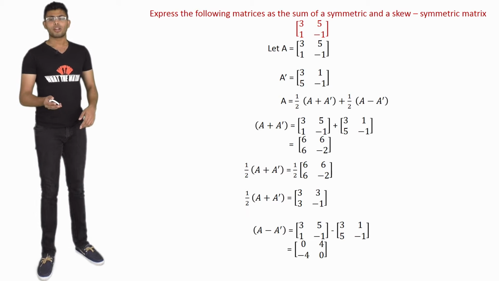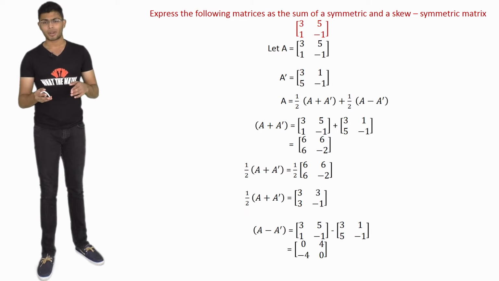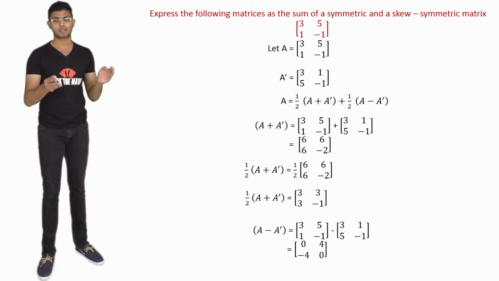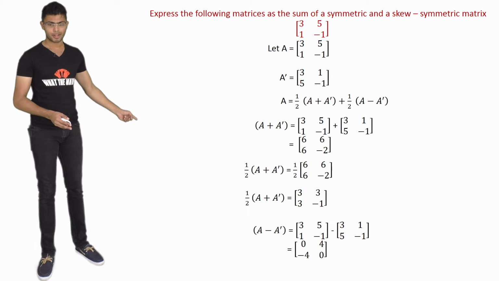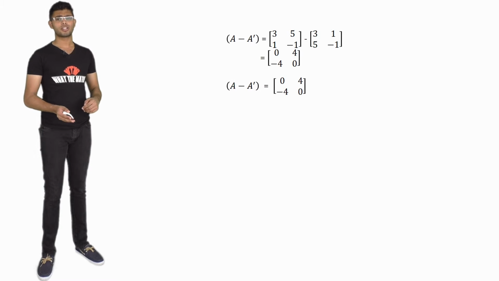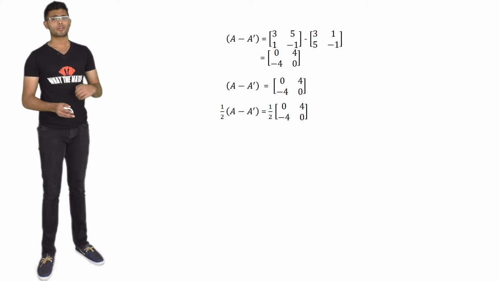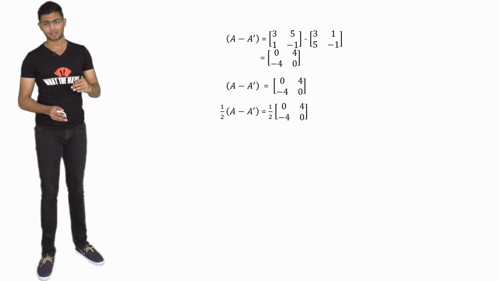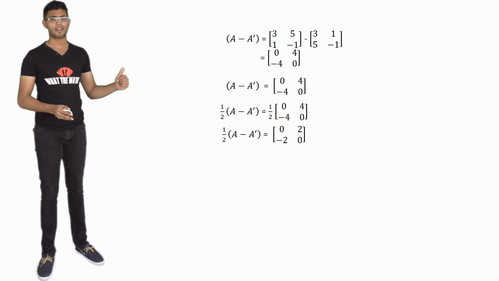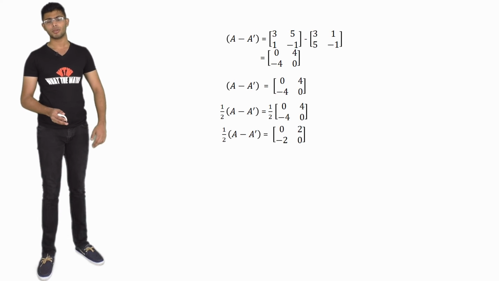So now we're going to take A minus A dash. When you're subtracting, it's exactly the same as adding, just done for the corresponding elements alone. Once you've done that, you're going to get this matrix over here. Now we're going to multiply this with 1 by 2. When you're multiplying with 1 by 2, remember that you have to multiply each and every single element. Once you've done that, you'll have this matrix over here, which has 0 and 2 in the first row and minus 2 and 0 in the second row.